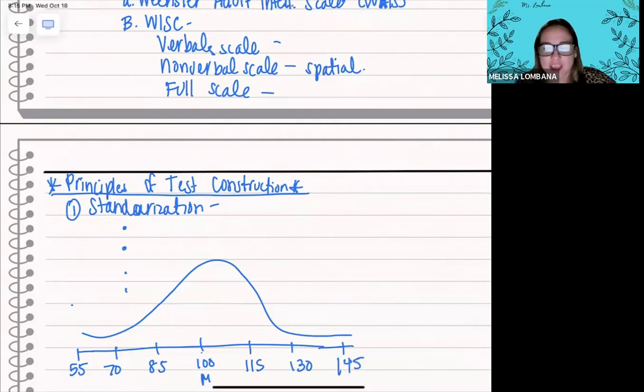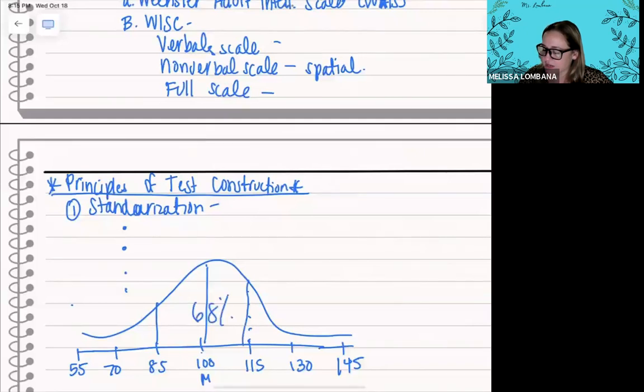Anyway, remember that one standard deviation is where most of the scores will be. 68% happens here within one standard deviation.